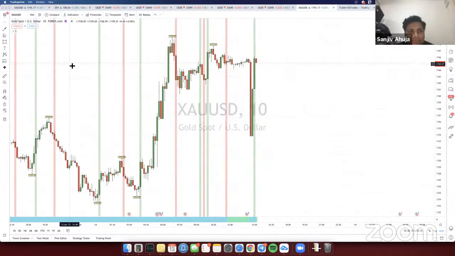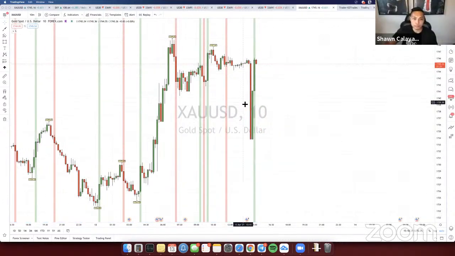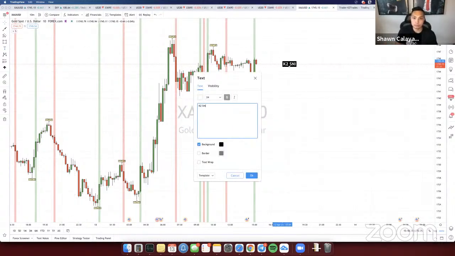Okay, so for this strategy here, we don't need the trend meter anymore, so we'll take that off. This is going to be the K2 Snipe strategy, 10-minute time frame. And you can use this on different time frames too. It's just for my testing, I use it on the 10-minute. I personally use this only on US 30, but I've seen other people use it on gold, and they also use it on Bitcoin as well, on different cryptos and stuff like that.